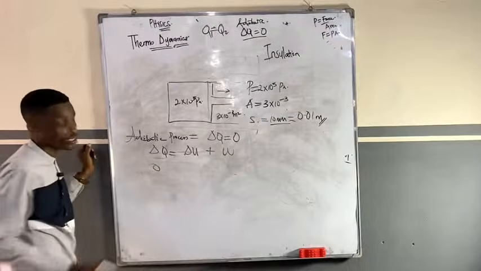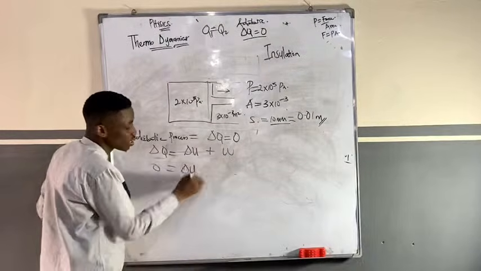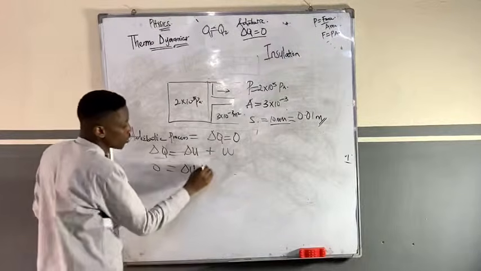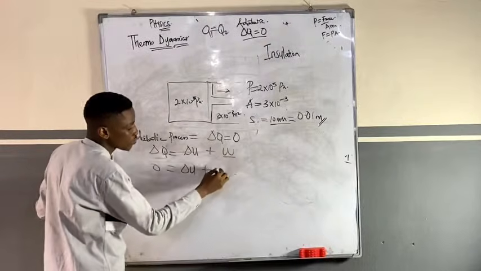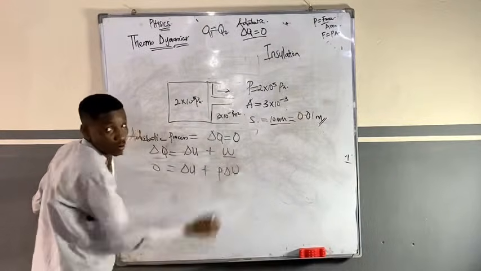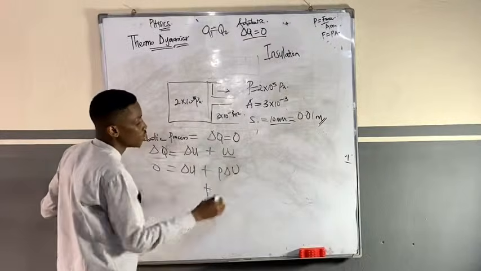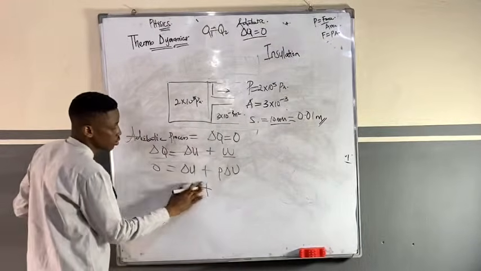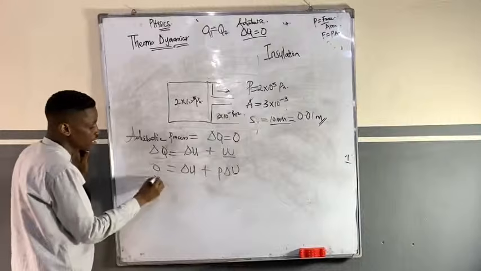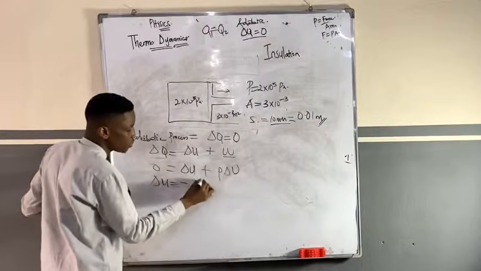0, right? So we now come to change in U. Change in U is what we are looking for. Plus, what is your work done? Pressure times volume. So what is your pressure? Sorry, please. I can make this the solve formula. Change in U will be what? Minus P change in V.